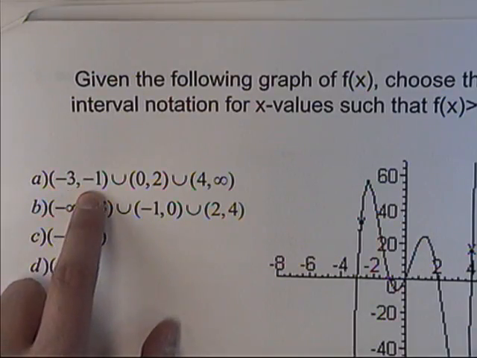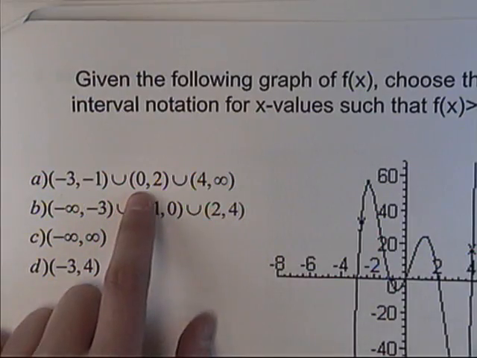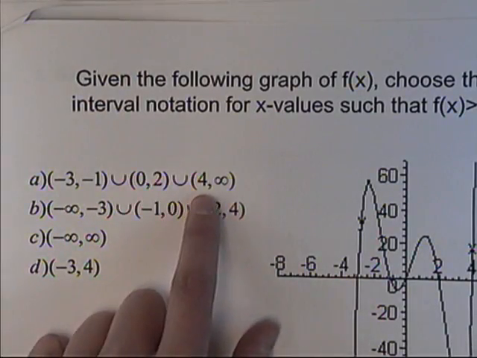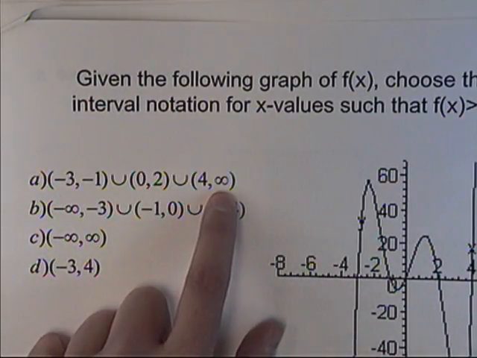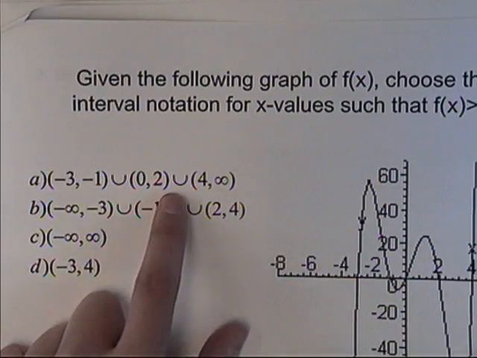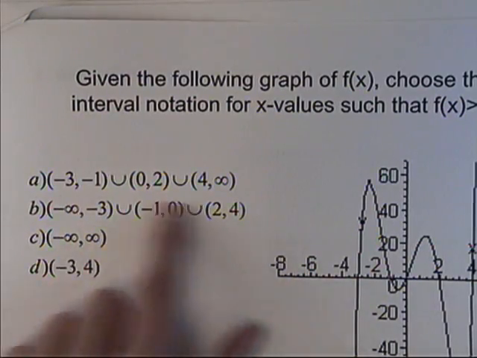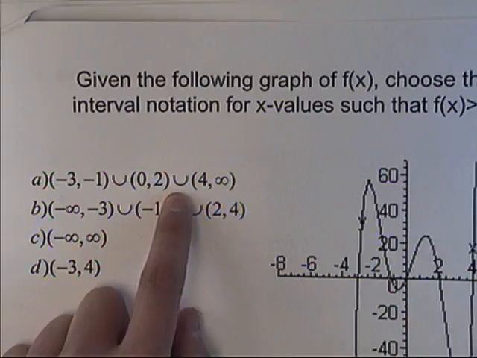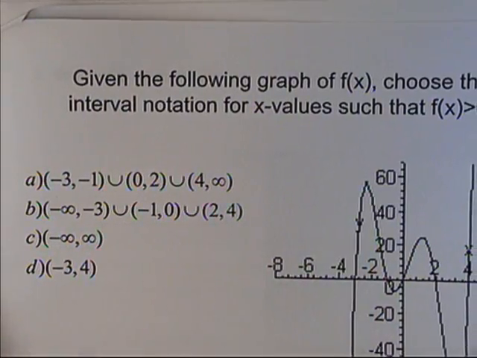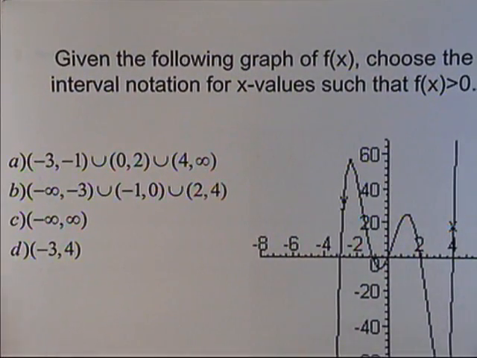So it's the section between -3 and -1 on the x-axis, and then another section between 0 and 2 on the x-axis, and then finally from 4 to positive infinity on the x-axis. These are the sections that make up this answer, again joined by a union symbol. So let's just say all of these together.